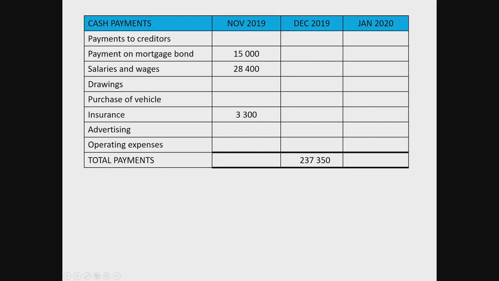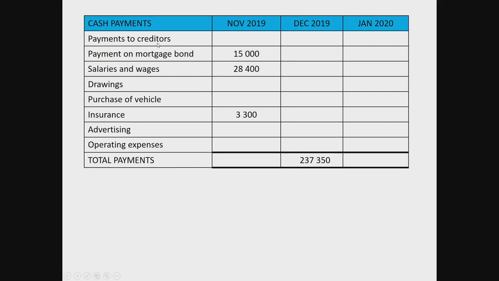And also, they have a figure that's typed in already, and that figure is 237,350. I think there was a typing error, so that figure will just be 237,350 and not the figure as it is in the workbook. So can we just change that quickly? It will be 237,350. Okay, so please have a look at the items that they're giving.